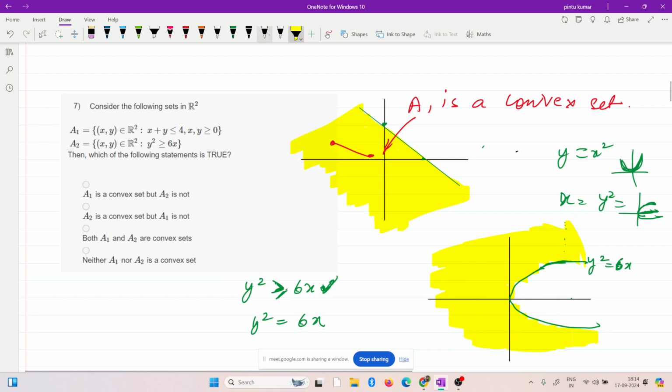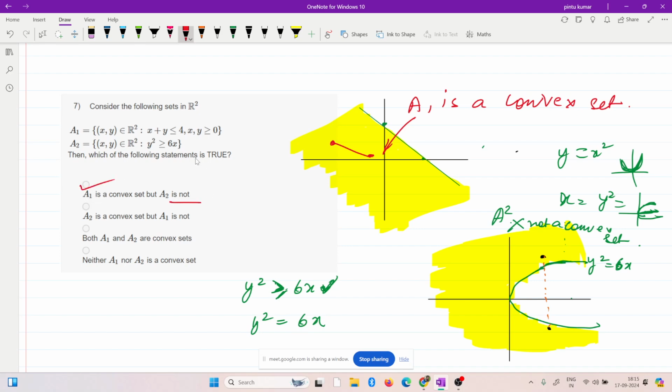Okay. So now if you carefully see, if you take 2 points, let's say one here, one over here, and you draw a line joining these 2 points, then this line certainly does not lie completely within the set A2, right? So the set A2 is actually not a convex set. Okay. So I think now if we look at the options, first option is correct that A1 is convex, but A2 is not.